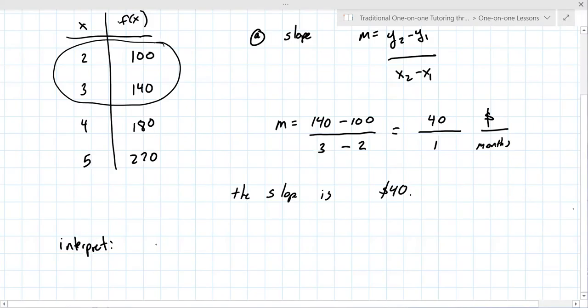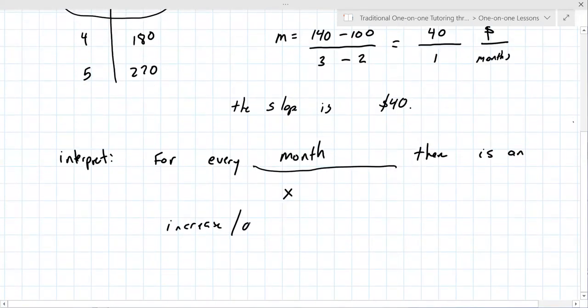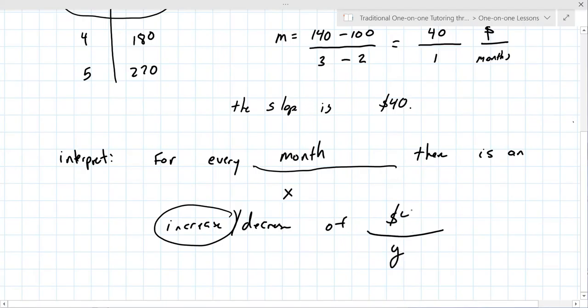And the instructor is looking for something like this. For every one unit increase in x, there is, actually let me not do it this way. The first part is for every, and this is where you talk about the x. So what is the x here? The x is in months. So for every month, there is, and then you have to choose here, increase or decrease. Increase, because it's positive, of, and this is where you put the y, $40. And in this case, the context is in savings.